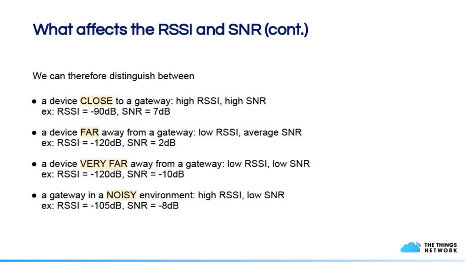By looking at only the RSSI and the SNR, we can identify a couple of different scenarios. A device close to a gateway will have a high RSSI and a high SNR. A device far away from a gateway will have a low RSSI and an average SNR. A device very far away from the gateway will have a low RSSI and a low SNR. A gateway in a noisy environment will have a high RSSI but a low SNR.